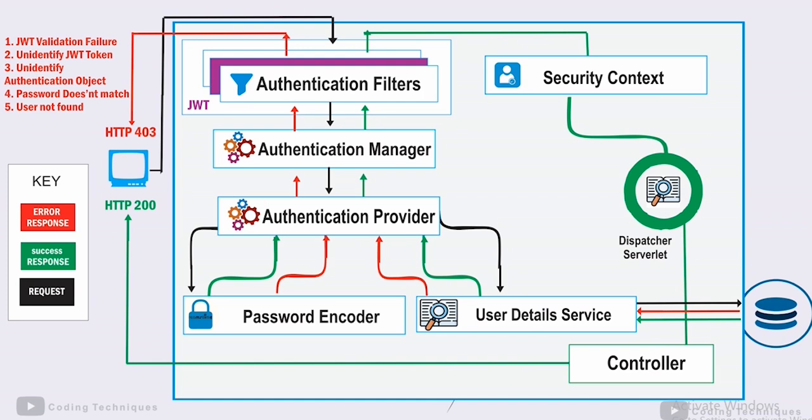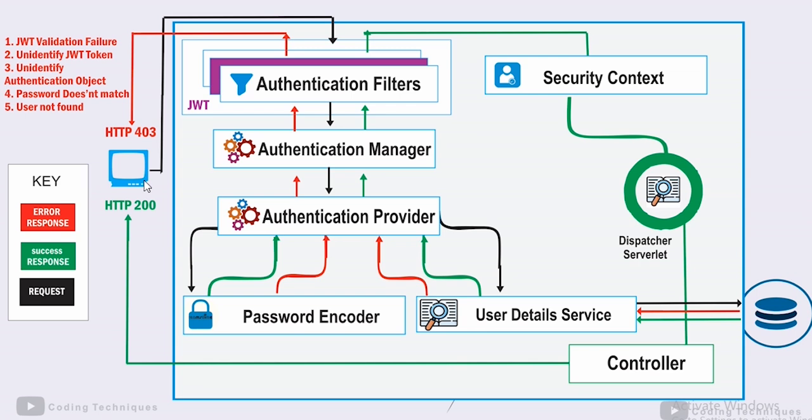This is the security architecture of the application we are going to build together, and it is based on the Spring Security provided architecture. Here is the key to understanding it. We have the red line, which represents the error response, the green line, which represents success, which is HTTP 200, and the black lines, which represent the request.